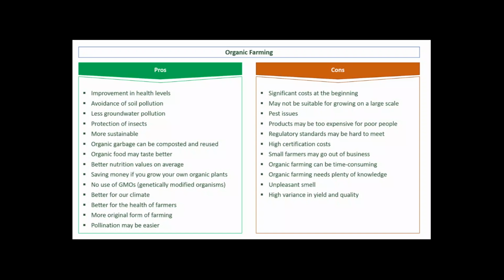Organic farming can be time consuming. Organic farming needs plenty of knowledge, and there are unpleasant smells, because organic fertilizers often have unpleasant smells. High variance in yield and quality. So there's going to be greater variation since you're not using GMOs and that kind of thing.